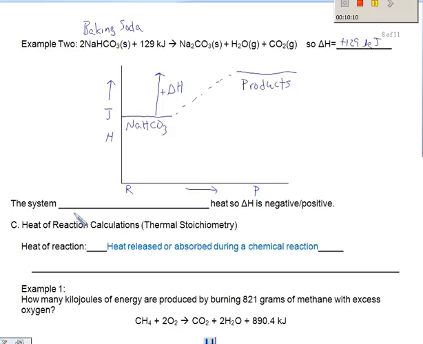In this case, the system is absorbing heat. So the system absorbs heat, so delta H is positive. So this is a classic diagram for an endothermic reaction. Anytime your products are higher in energy than your reactants, you have an endothermic reaction.